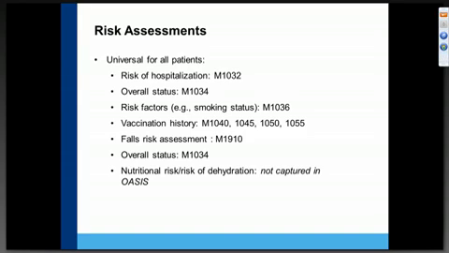Falls risk assessment, I'll talk a little bit more in a minute. Overall status is assessed. And one of the things that's, to me, notably missing in OASIS is the nutritional risk and risk for dehydration. I think most organizations, because OASIS is a structure, but you build in your other assessment items into the OASIS, most organizations will build in a nutritional risk tool as well. But that's very important with these populations that we're capturing that.